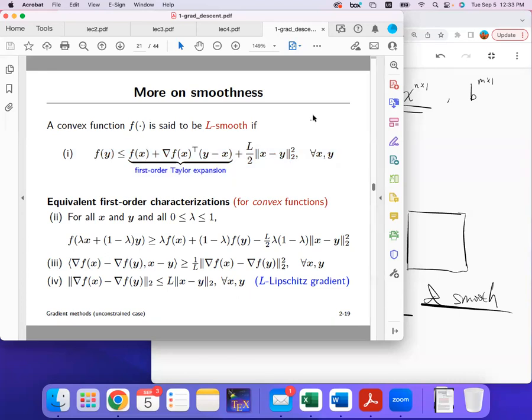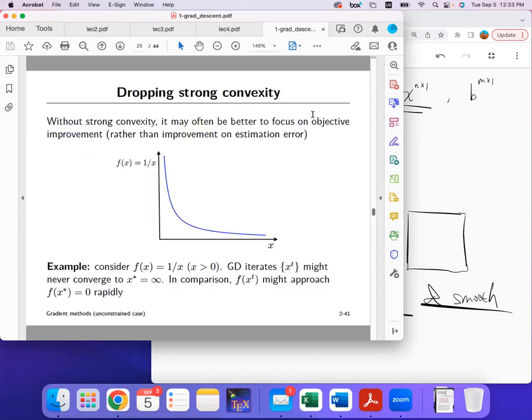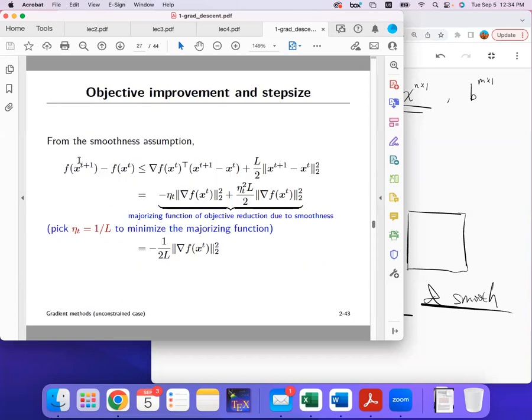Okay. So this holds for any x and y. Therefore, I simply set y to be x_{t+1} and x to be x_t. Well, x_t and x_{t+1} are generated by gradient descent. But this inequality holds for any arbitrary two points, so I specify those two points. It still holds. Okay, so the first one is smoothness.